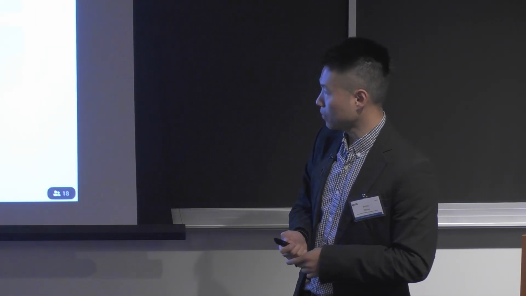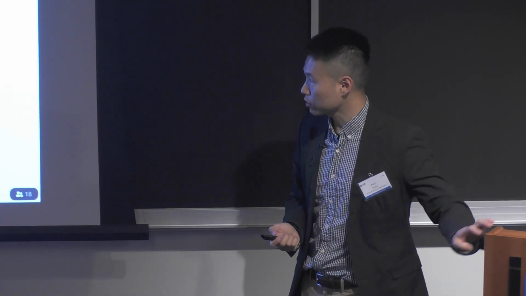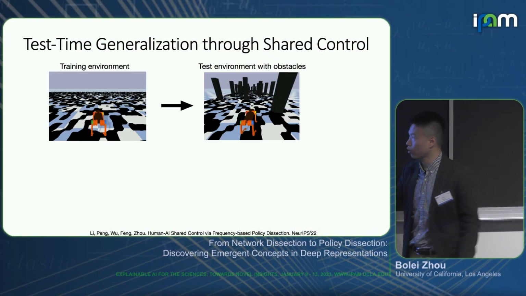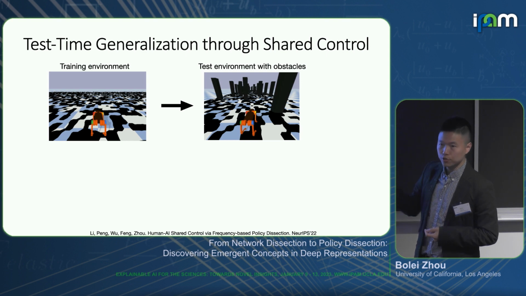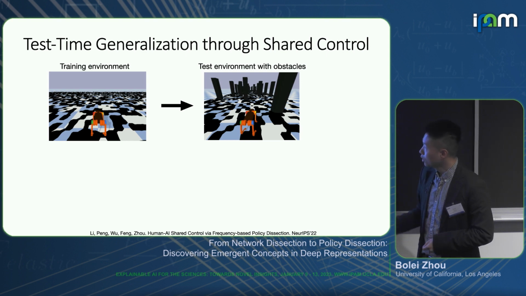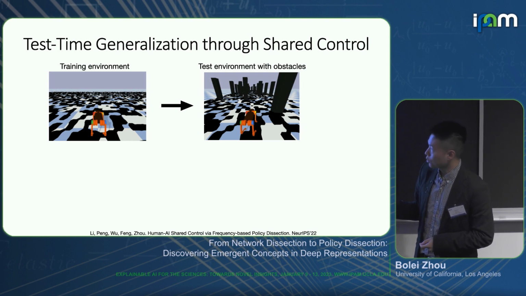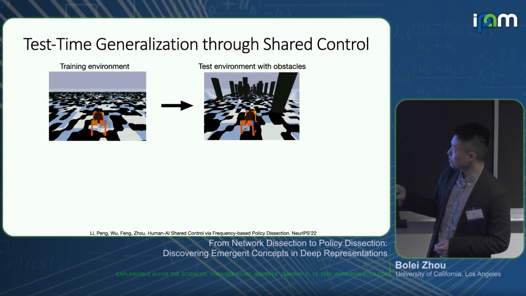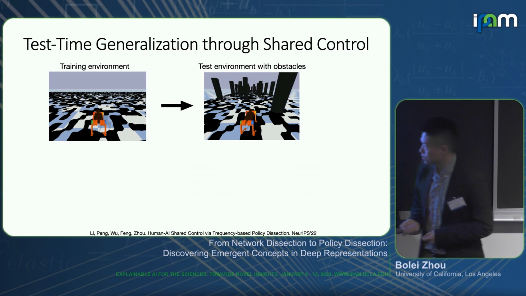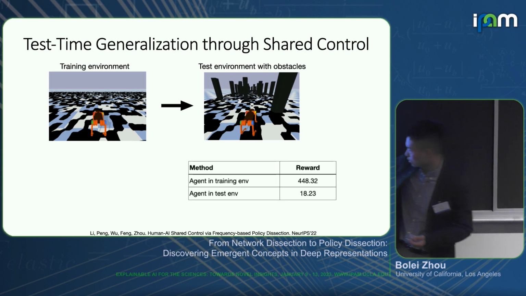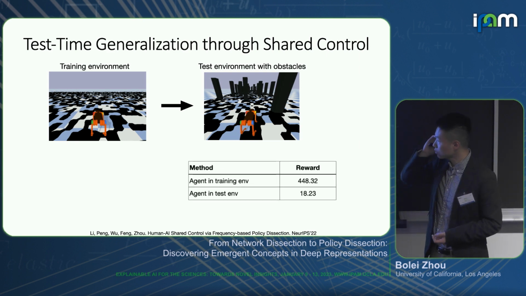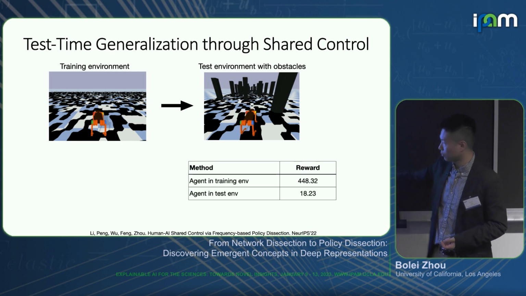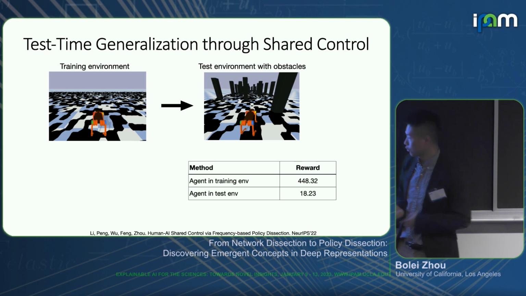So we can have this human-AI shared control. It can help us overcome this domain gap. Here we call this test-time generalization through shared control. We have the training environment. We train this agent without any obstacles. If the testing environment has obstacles, then this agent doesn't know how to overcome that. So we have some quantitative evaluation. If we directly deploy this agent into the new testing environment, the performance drops very significantly.